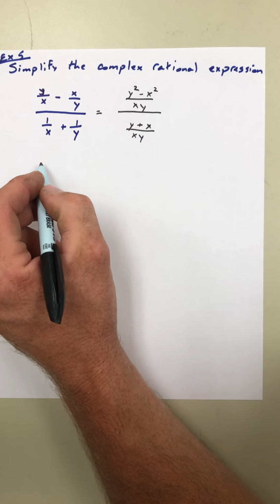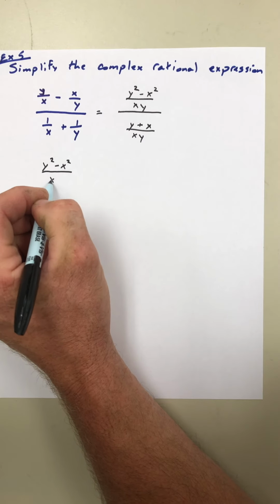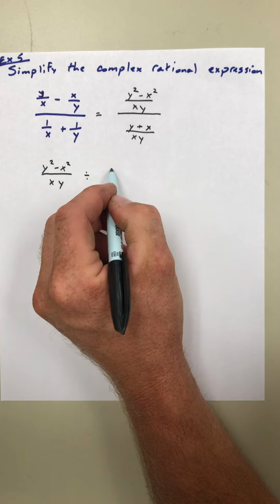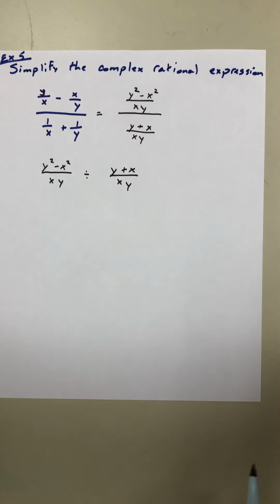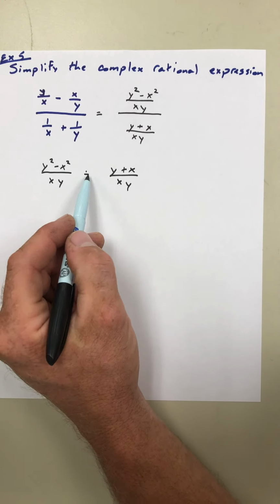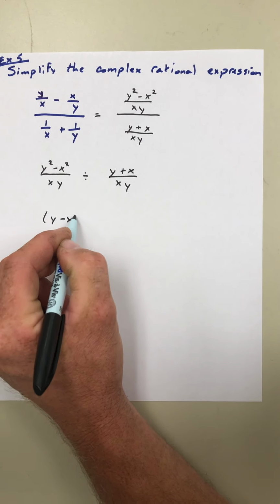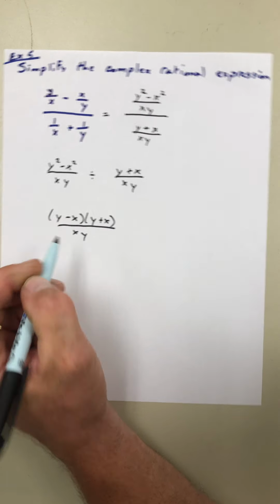Now I have a fraction divided by a fraction, and that goes back to a division problem. So I could write this as y squared minus x squared over xy divided by y plus x over xy. And within that division problem, now I can change it to multiplication. I'm going to go ahead and factor as well, since I see that I'm going to have to factor it. And that's over our xy.